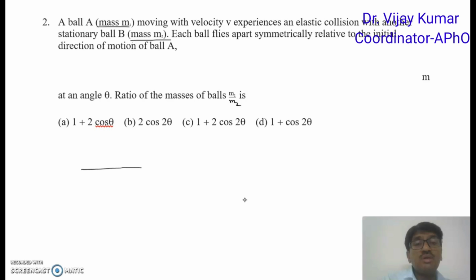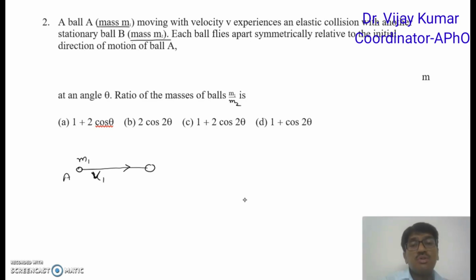We can understand the diagram. This is the ball of mass m1, velocity of this m1 is u1. This is the stationary ball, and this is ball A moving with velocity v.